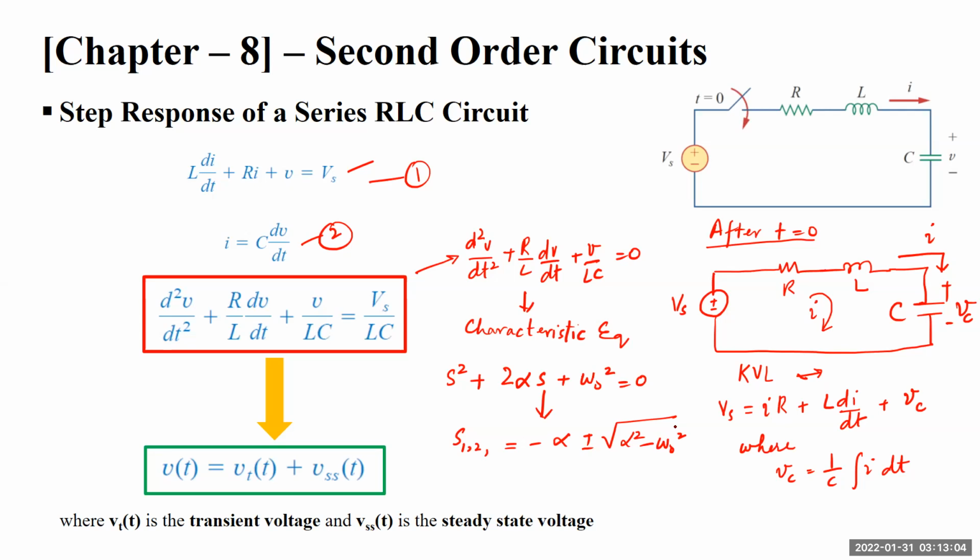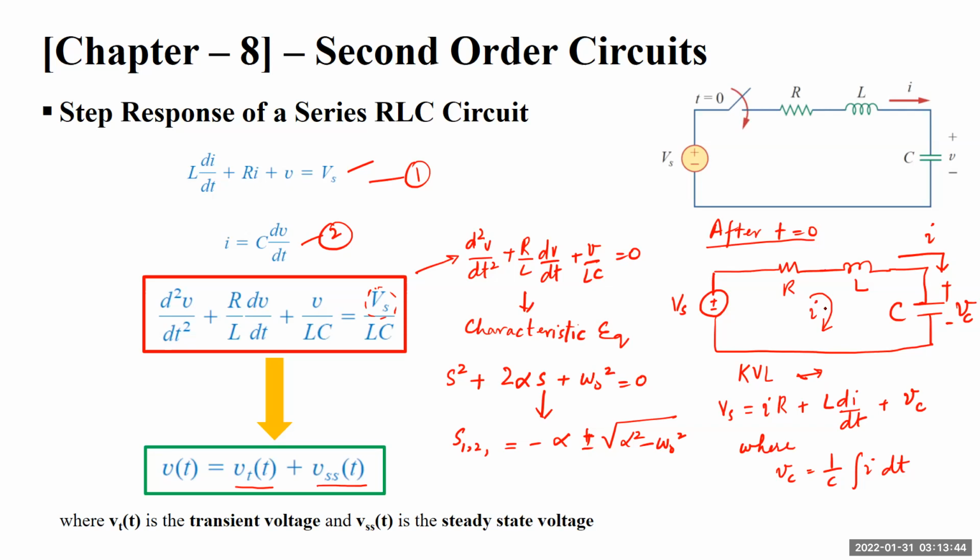But here the situation is a little different, as we have a voltage source appearing here. In that case, the solution will have two parts: a transient part and a steady state part. Remember that when we do not have a source, when Vs is not present in the circuit, our circuit only has the transient response. But when we have a voltage source connected to the circuit, it will have a transient response and a steady state response.